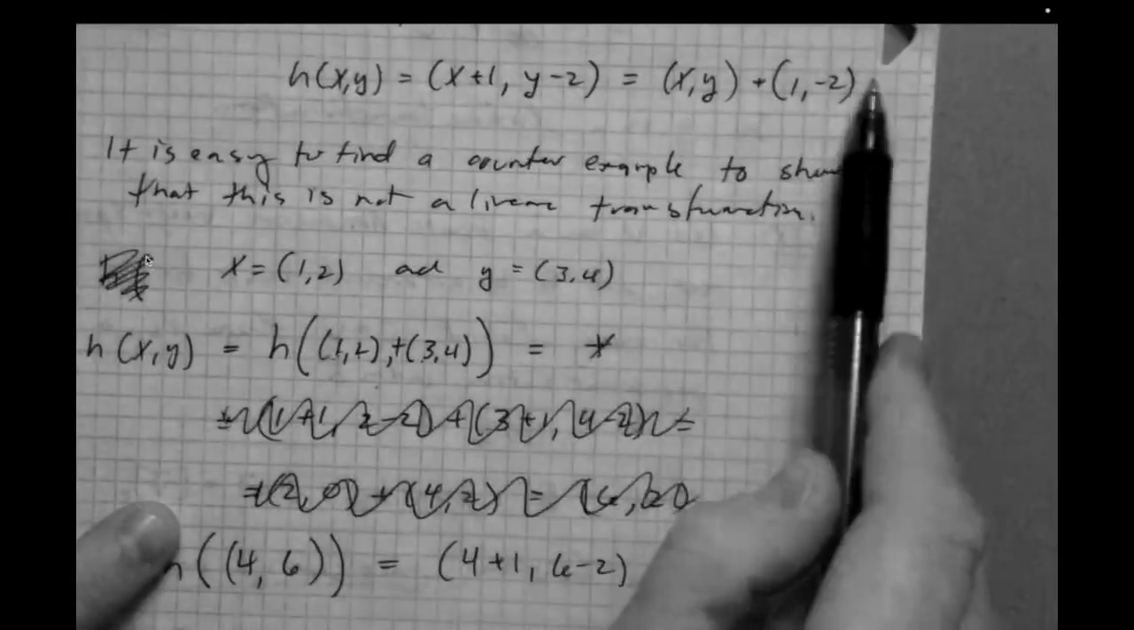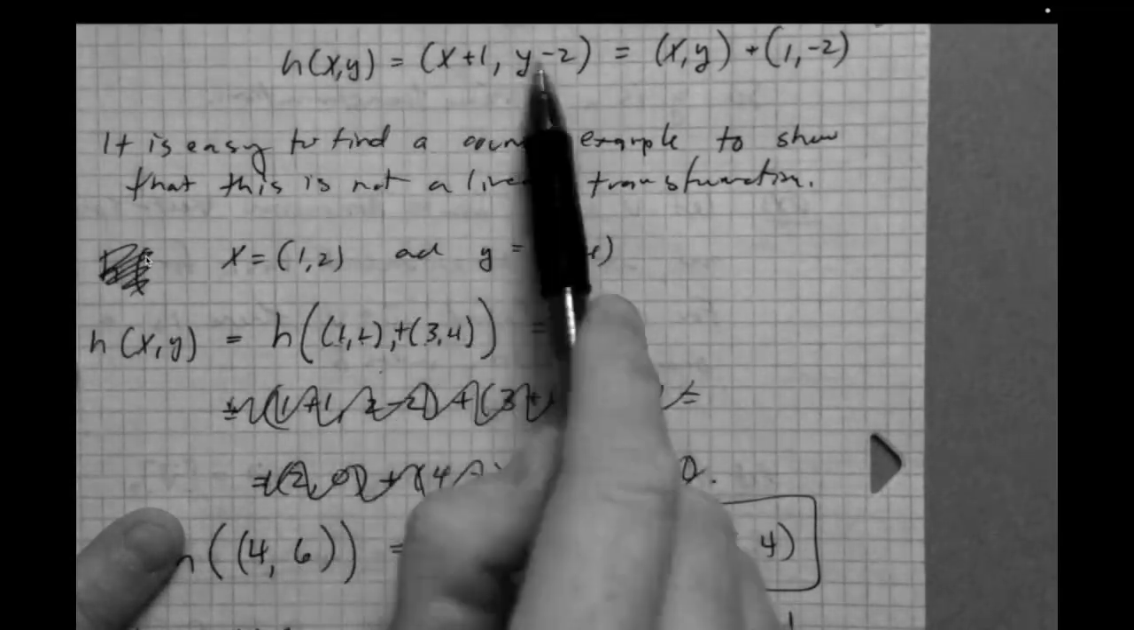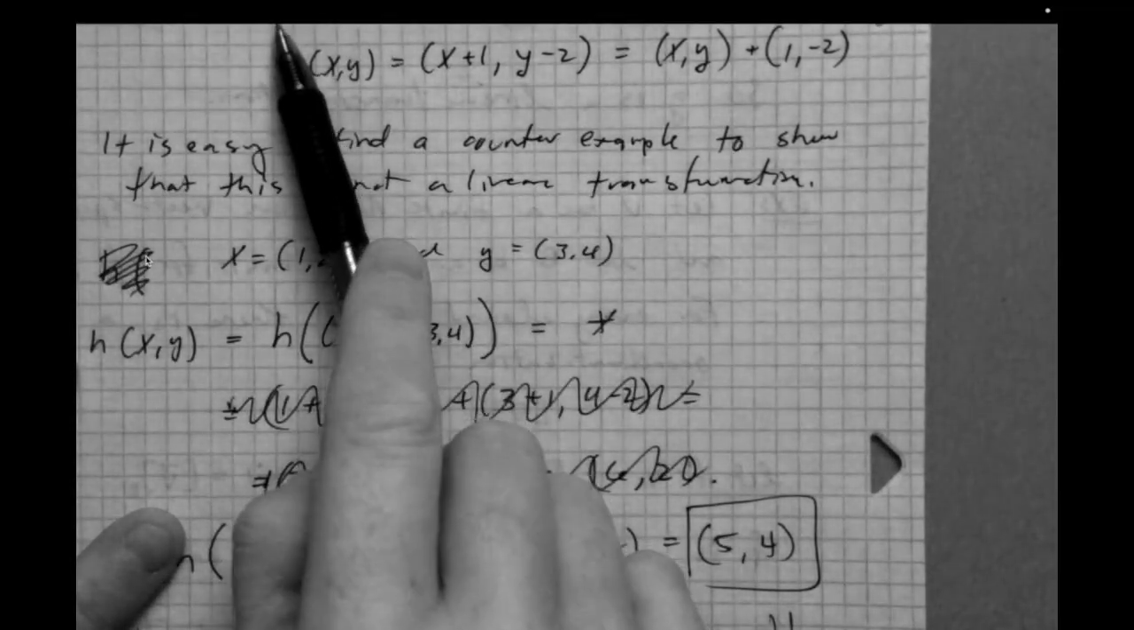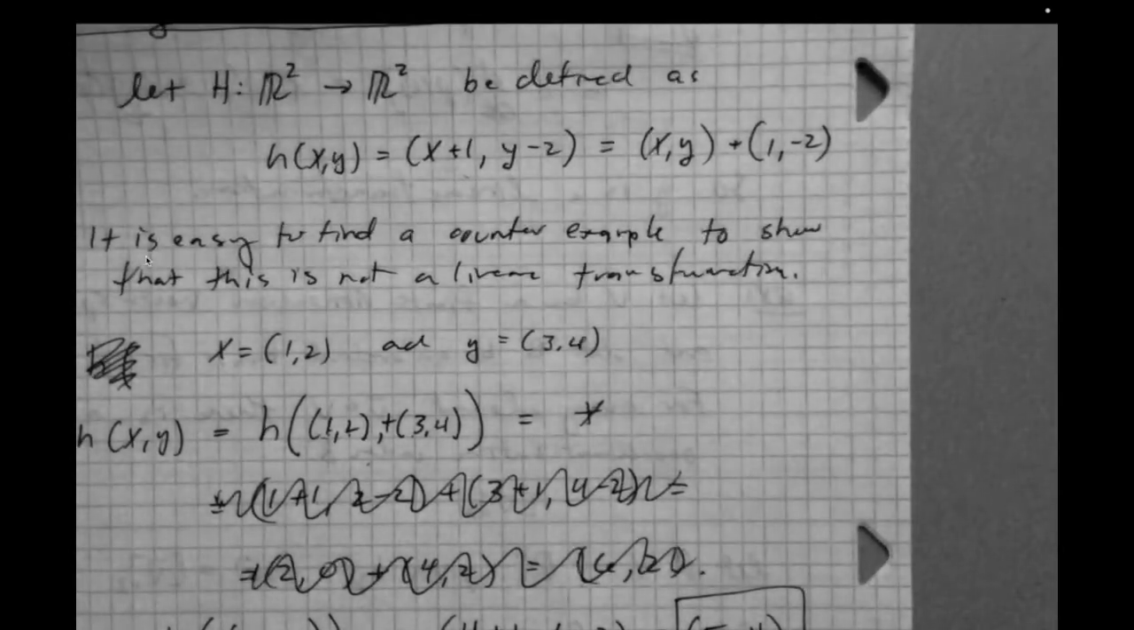It's still a function though. There's nothing wrong with this function. For every element in R2, when you apply this function, you definitely get a unique element, but that mapping does not preserve the vector space properties, and so it's not a linear transformation.